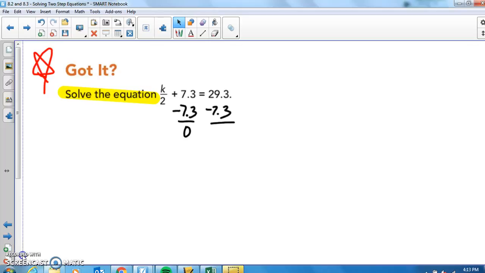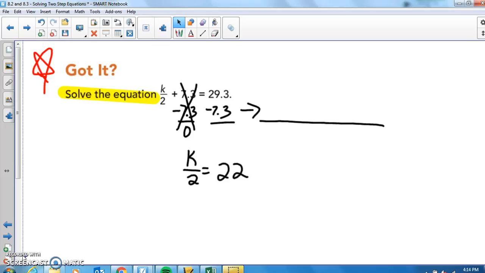That cancels out, goes to 0. I'm going to just drop down that k divided by 2, k over 2. I'm going to subtract the right-hand side. 3 minus 3 is 0. 29 minus 7 is 22.0. So I'm going to just leave that as 22. What I want you to do, over here off to the side, is write the property that was applied. Okay?